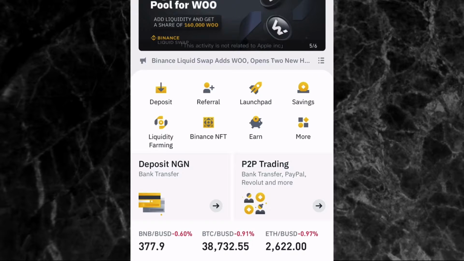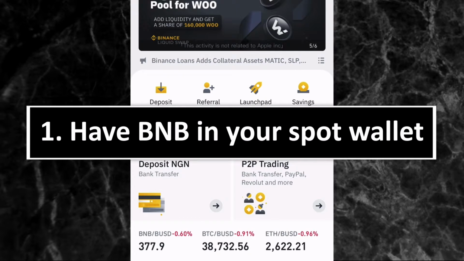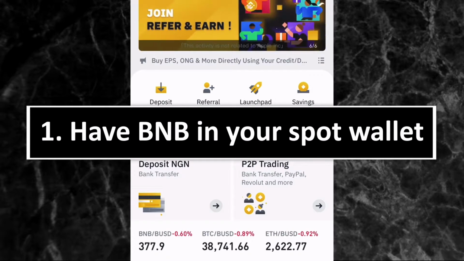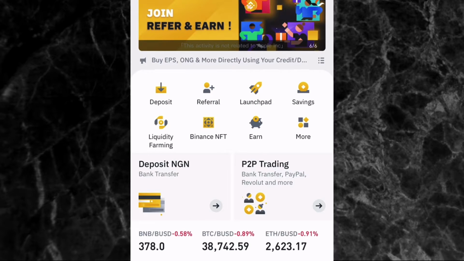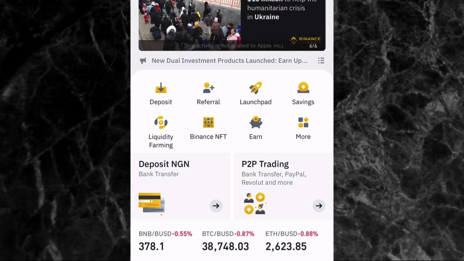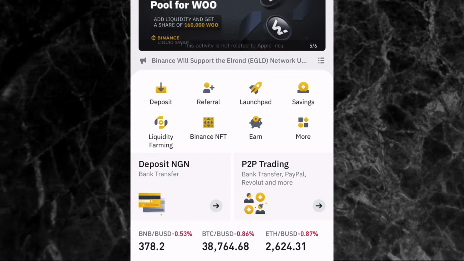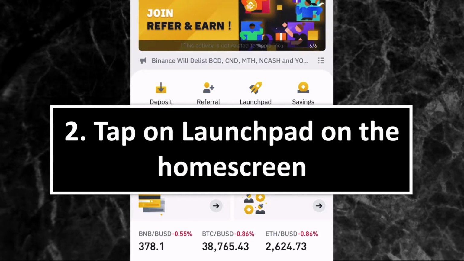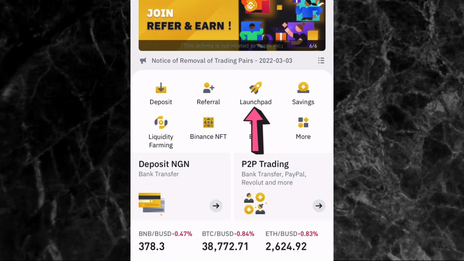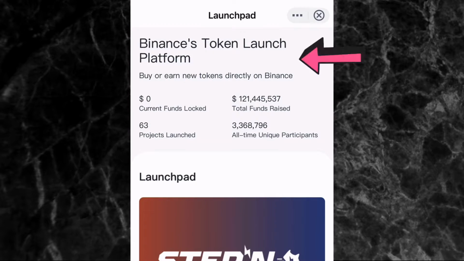Now, the first thing you need to do is to make sure you have BNB in your spot wallet on Binance, because that's the crypto you're going to be using to subscribe and also use to get the tokens on Binance Launchpad. So once you have BNB in your spot wallet, the next thing is to tap on Launchpad on the home screen of the Binance app. Now, as you can see where the arrow is pointing to, you can see where you have Launchpad, so you tap on Launchpad.